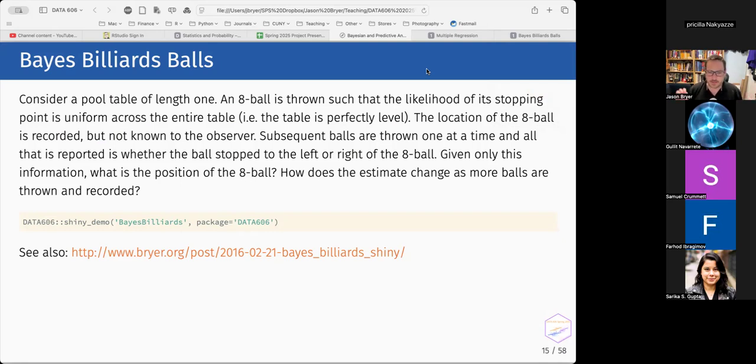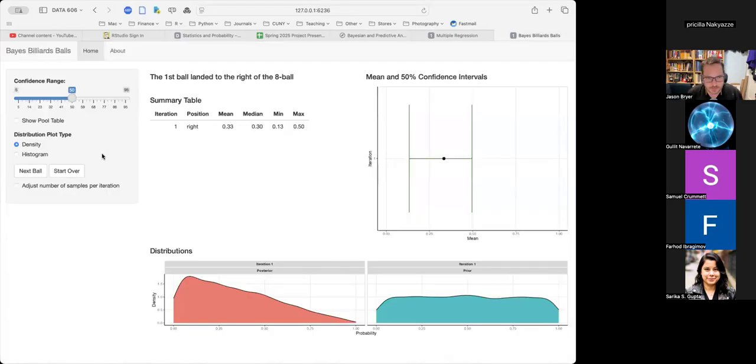What I'm then going to do is throw balls, and all I'm going to tell you is: did this ball land to the left of the 8 ball or to the right of the 8 ball? Your goal is to tell me where the 8 ball is on the pool table. All right, so let's simulate this.